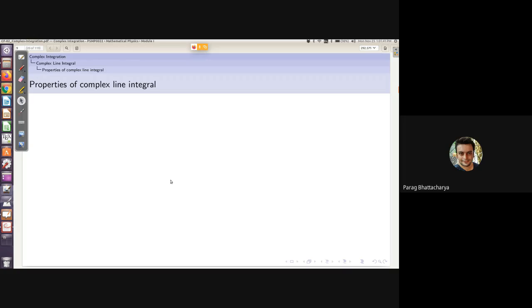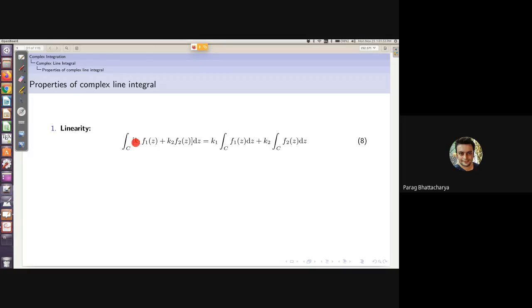Next we'll look at some of the properties of the complex line integral. The first property is linearity. Linearity means exactly the same as you are already familiar with. Suppose I have two functions, f1 and f2. The first function I'm multiplying with some constant k1, the second function with some constant k2, and I add both of them together. So this is a linear combination of f1 and f2.